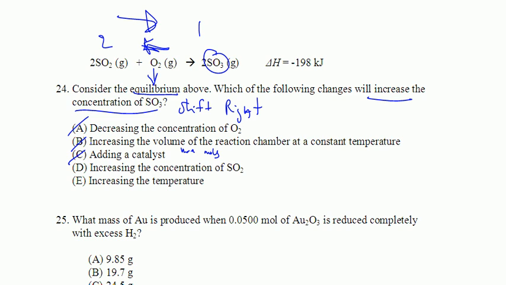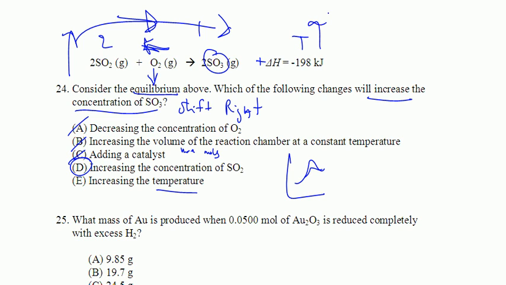Adding a catalyst is just going to speed it up by decreasing the energy of activation, so it can't be that. Increasing the concentration of SO2, up, and away, and that's going to shift it to the right for sure. Increasing the temperature, well, it's exothermic, so heat is released. If temperature increases, it's going to shift away, so that's going to make it shift to the left. The answer is D in this case.